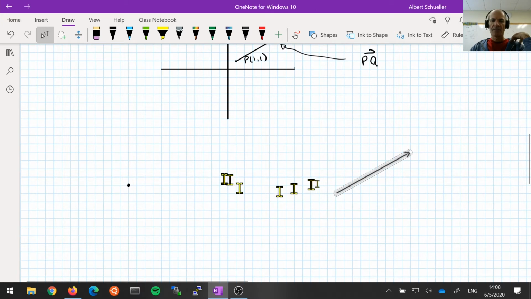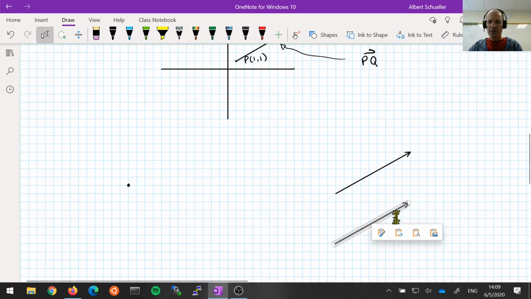And I sort of draw this vector over here and I yell over to the dot, hey dot, move like this. What's the dot going to do? The dot's going to move in this direction, this length.